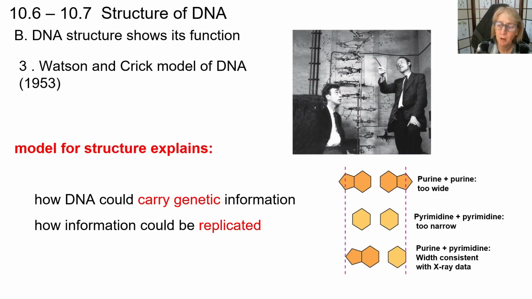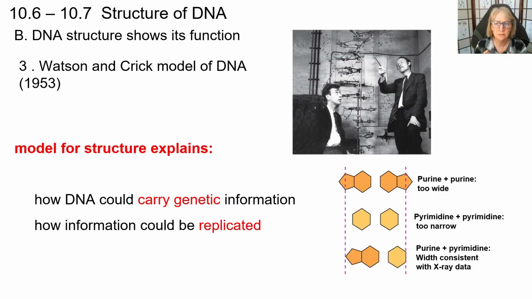Their paper is actually published in the same science journal, the same month, the same actual edition as Franklin's paper on the X-ray crystallography. Franklin died before the Nobel Prize was awarded, so she didn't win the Nobel Prize. Her grad student, however, did. So Watson, Crick, and Wilkins, who was Rosalind Franklin's grad student, won the Nobel Prize in 1953 for understanding the structure. She had actually died since then.